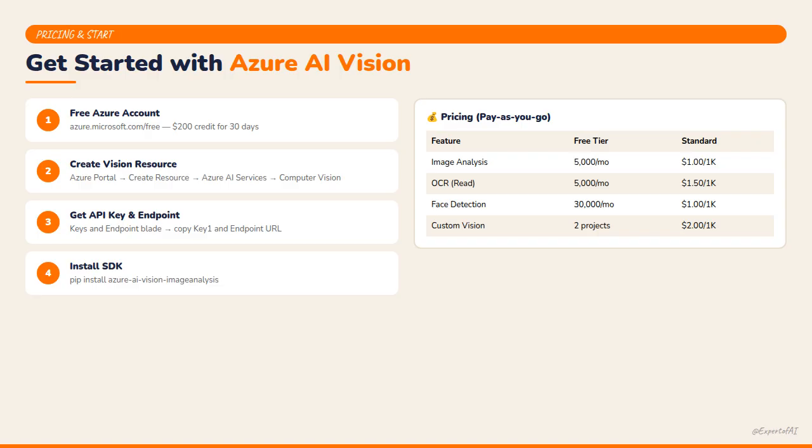Getting started is straightforward. Create a free Azure account at azure.microsoft.com/free, create a computer vision resource in the Azure portal, grab your API key and endpoint, and install the SDK with pip install Azure-AI-Vision-Image-Analysis. The free tier gives you 5,000 transactions per month for image analysis and OCR, and 30,000 for face detection, more than enough to build and test your first application.